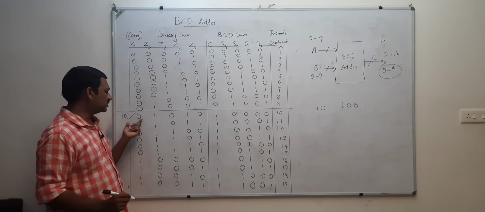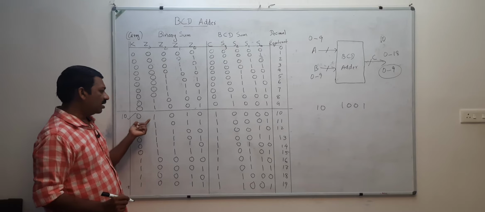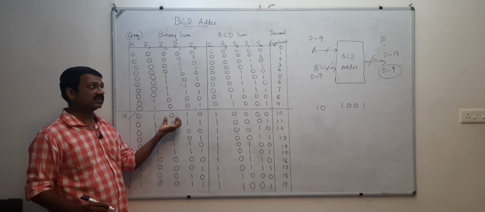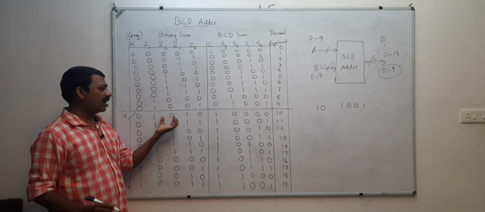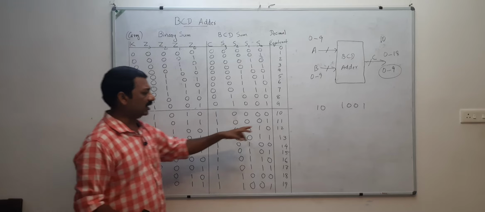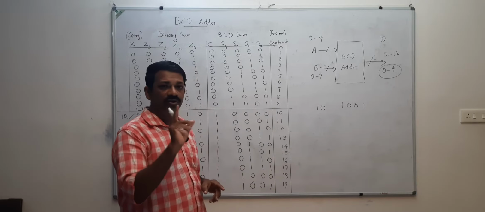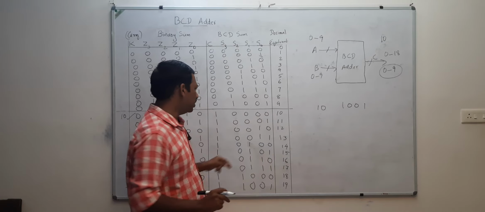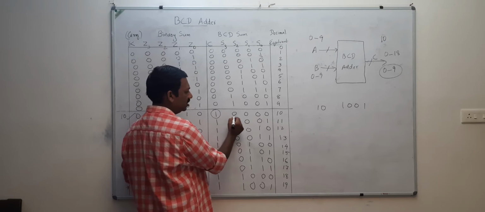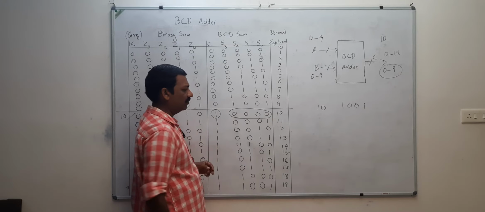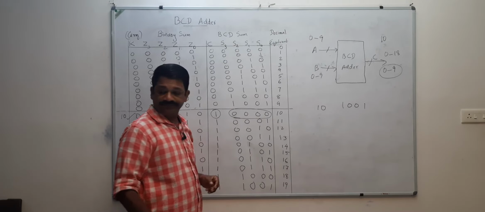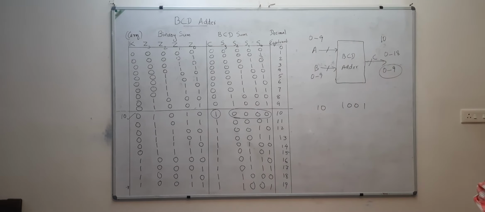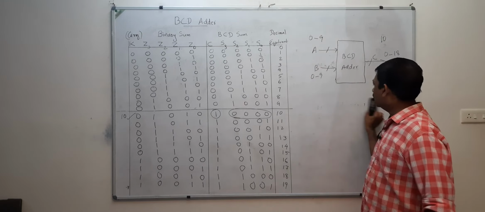Why? This is only a binary number and its value is 10, but its representation is binary, and you have to convert this to 10. In 10 you have two decimal digits, 1 and 0. That means this is the 1 and this one represents the 0. So for converting a binary number to its equivalent BCD number, what you have to do is add 6.